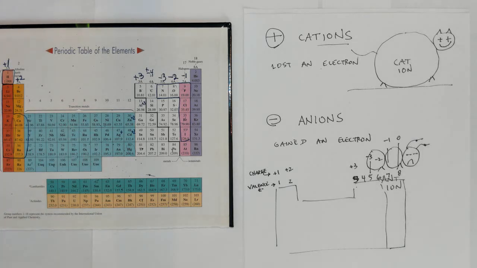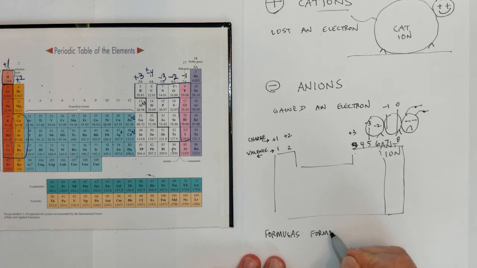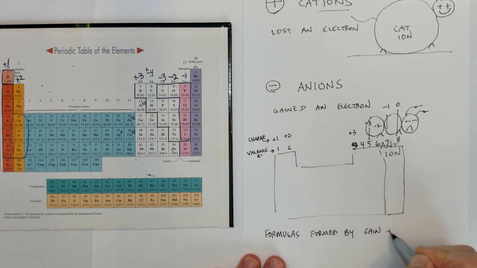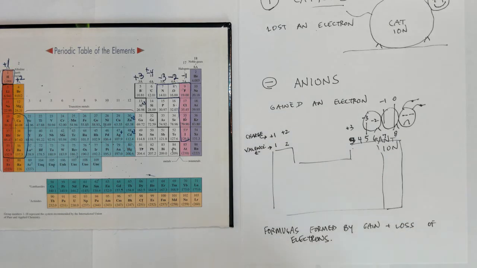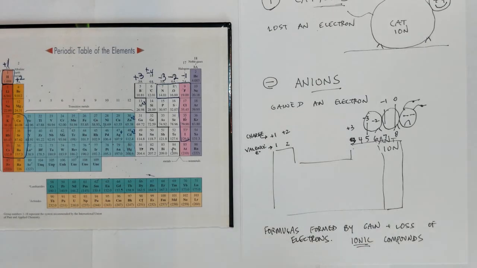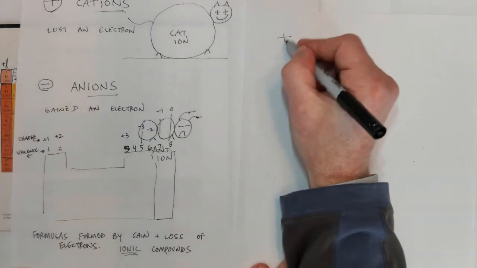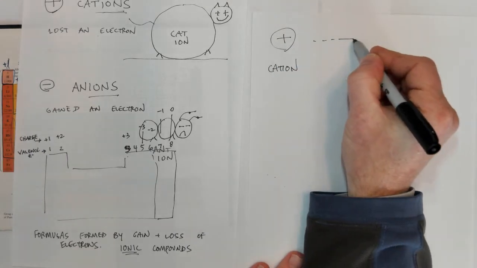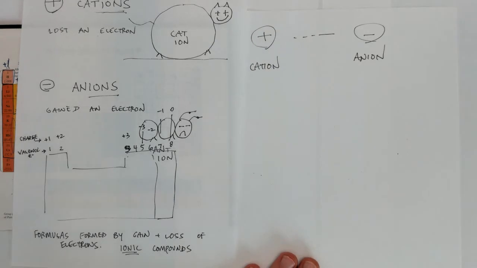These gaining and losing of electrons allows us to form formulas. These formulas that are formed by the gain and the loss of electrons are called ionic compounds. We just talked about how these are ions and these are ions, and so when you put 2 of them together, they're called an ionic compound. Ionic compounds form when you have a positive cation formed together in a bond or an attraction with a negative anion. Cations and anions form together to give you an ionic compound.